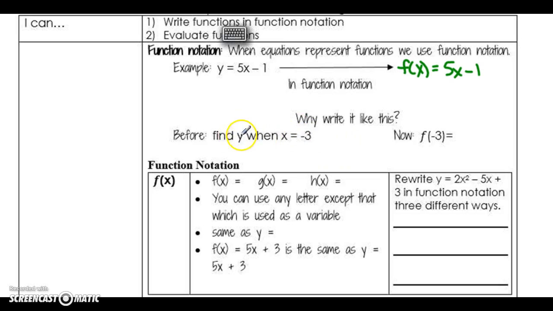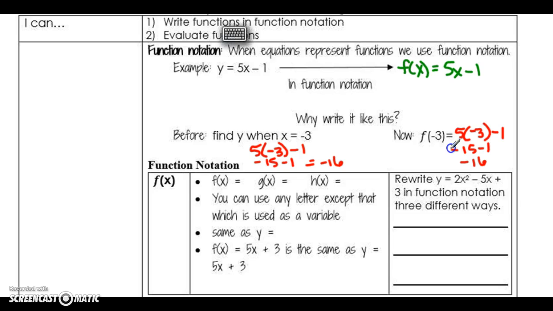So basically, if we wanted to find y, we would plug in x equal to -3. That's before. So we would have 5 times -3 minus 1, and then we'd simplify. So -15 minus 1 equals -16, and that's what y equals. Now, it's basically the same thing. When it says f of -3, that means we're replacing the x's with -3, any and all x's. In this case, we only have one. And then we simplify, and we get f of -3 equals -16.